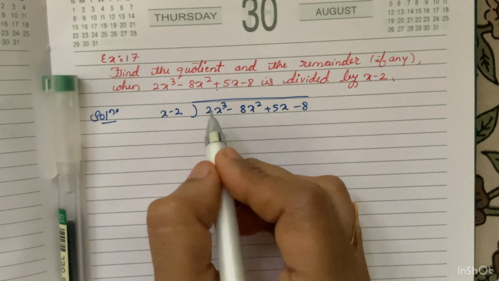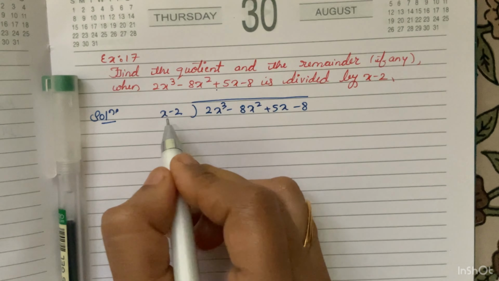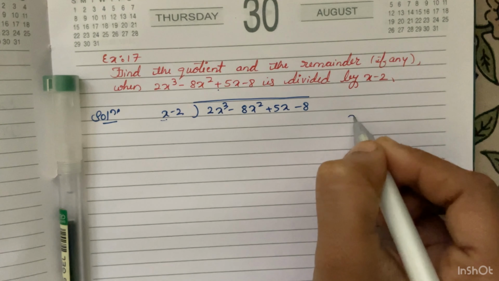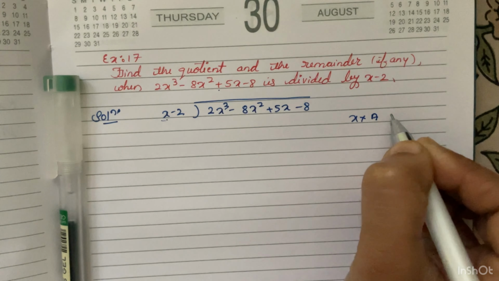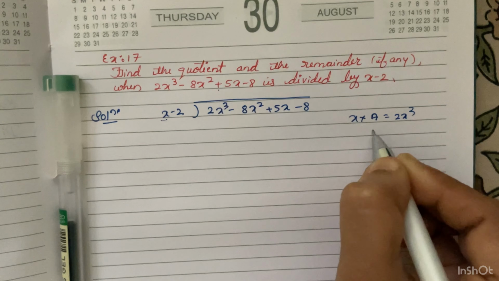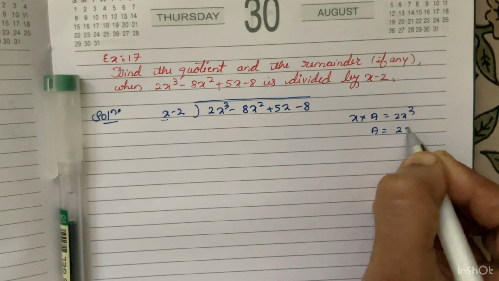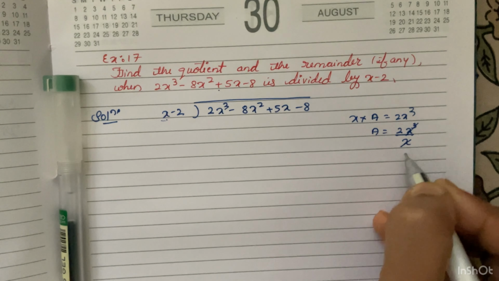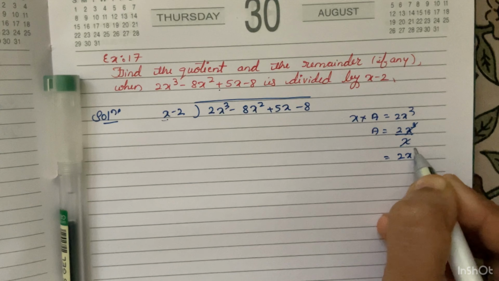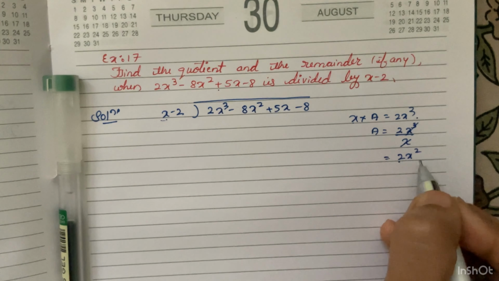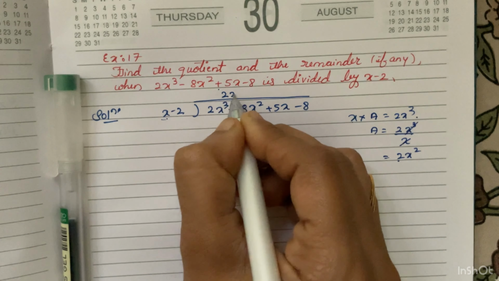Now which number are we going to choose here? After multiplying a number with x, we must get 2x cube. That number we don't know, so I'm considering it as a, where a times x equals 2x cube. To calculate a, I'm sending x to the right side, so I'll have 2x cube divided by x. Cancelling, I'll have 2x square. So when I multiply x into 2x square, I'll have 2x cube. I'm going to write this in the quotient place, that is 2x square.